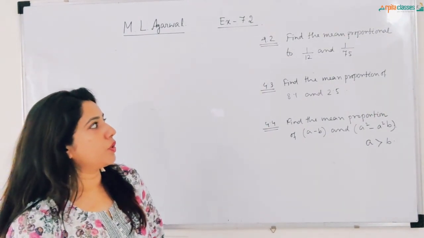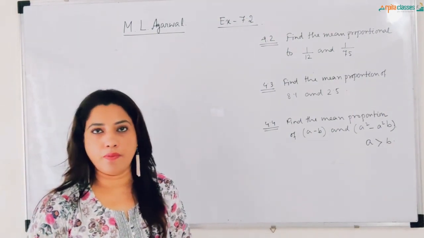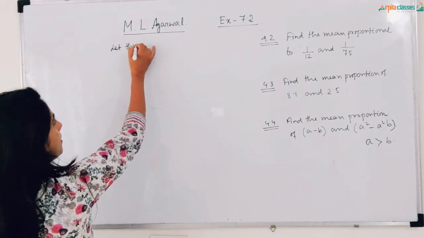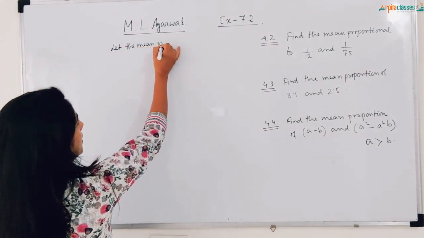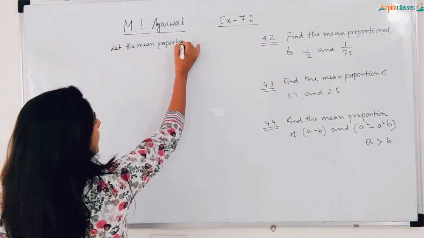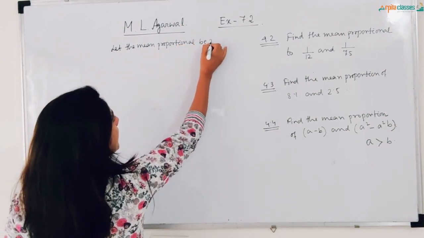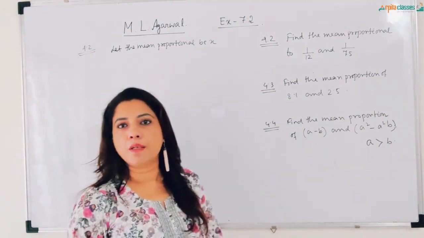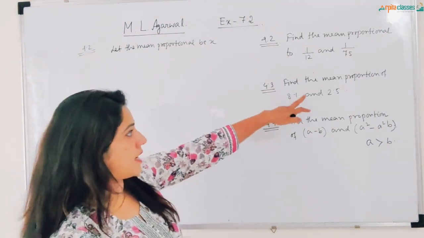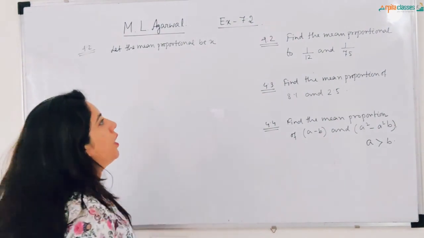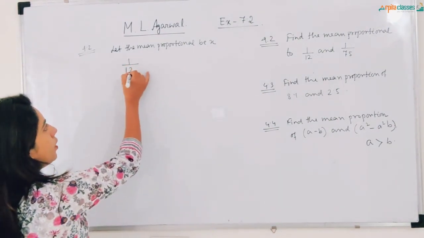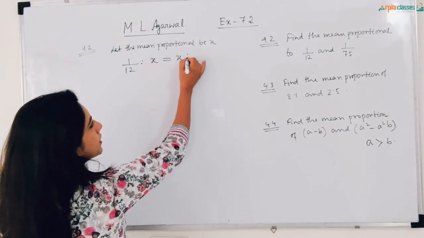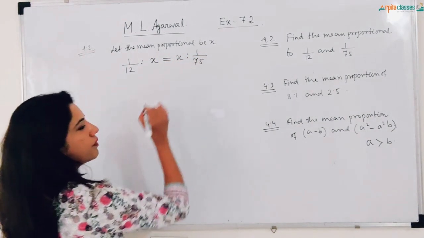Find the mean proportional to 1 by 12 and 1 by 75. So in all these cases we are going to consider the mean proportional to be x. I'm doing the 4.2 sum now. In all the cases, suppose I consider mean proportional is x, because in all the cases they are asking to find out the mean proportional. Okay, so how to write it? 1 upon 12 is to x is equal to x is to 1 upon 75.